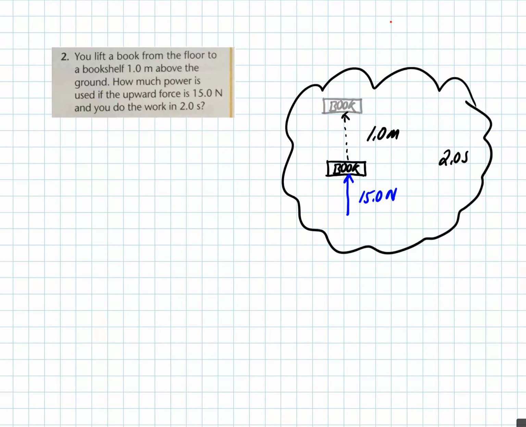Then I like to write what I know. Okay, so I'm being asked how much power.